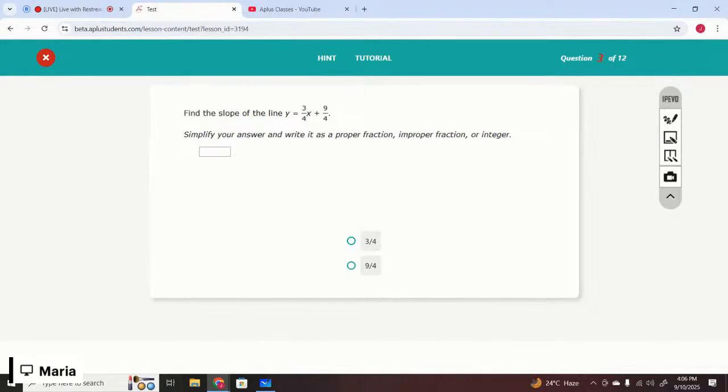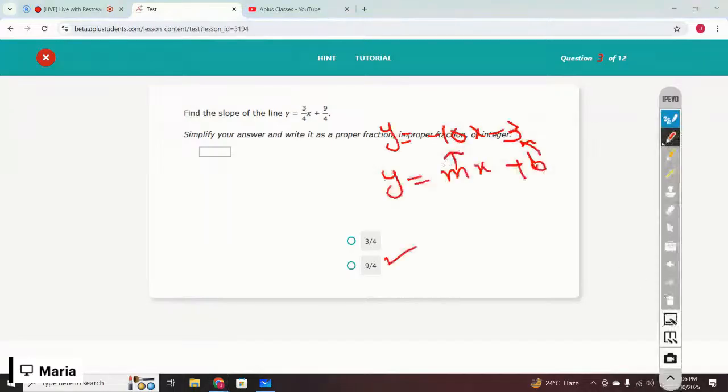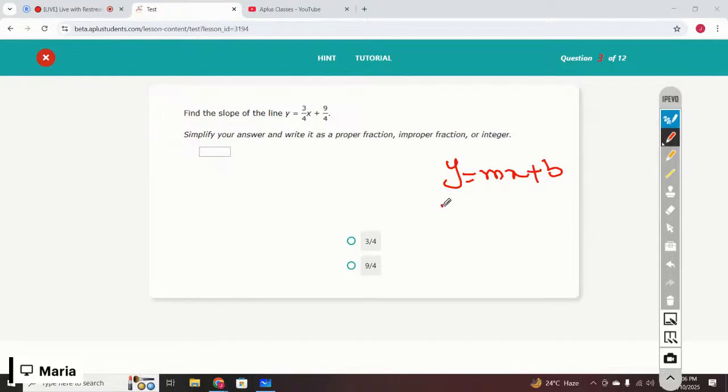Find the slope of the line y equals 3 by 4x plus 9 by 4. Now you have to find the slope of the line, right? So the general equation of the line is y equals mx plus b. M is the slope in the equation. You just compare both the equations. Y equals 3 by 4 x plus 9 over 4. That means the coefficient of x is the slope. So which is the slope in the given equation?